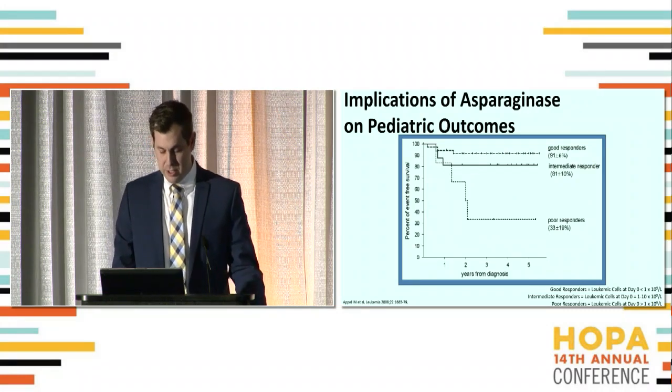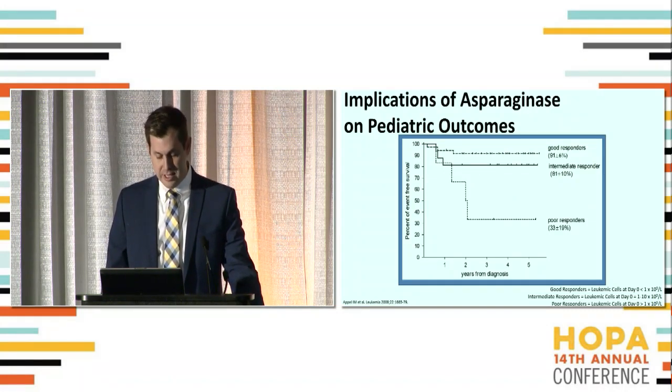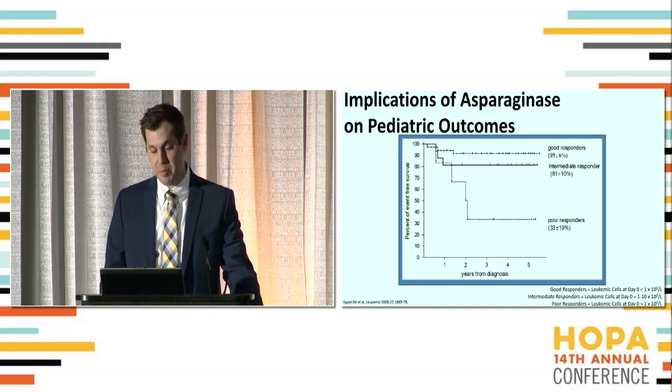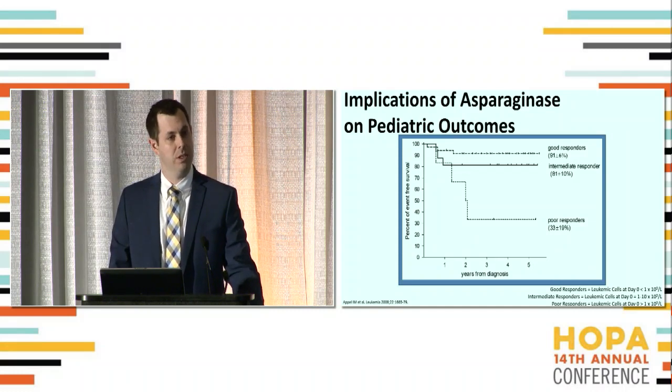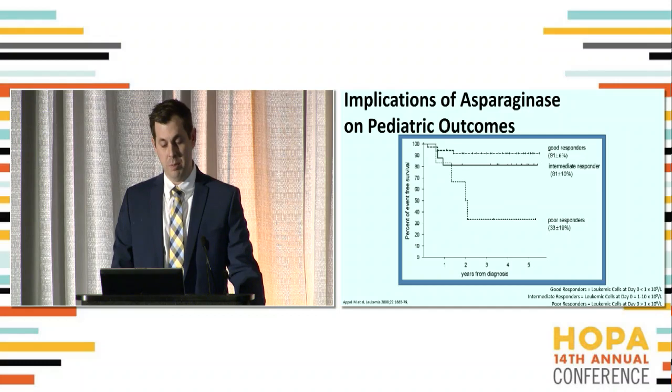I like this slide because it shows the importance of asparaginase in pediatric outcomes. If you look at this diagram, the x-axis is years from diagnosis, with the y-axis being percent of event-free survival. This study specifically looked at response to asparaginase individually, and you could see that patients who had a good response to asparaginase therapy had a 91% long-term survival, whereas those patients who had a poor response to asparaginase had a definitely worse outcome at 33%.